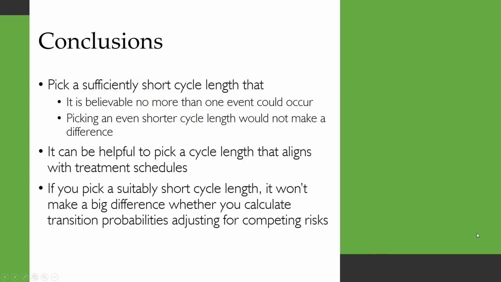So to conclude, you should pick a sufficiently short cycle length that it is believable no more than one event could occur, and also that picking an even shorter cycle length would not make a difference to your results. It can be helpful to pick a cycle length that aligns with treatment schedules. If you pick a suitably short cycle length, it won't make a big difference whether you calculate transition probabilities, adjusting for competing risks or not.